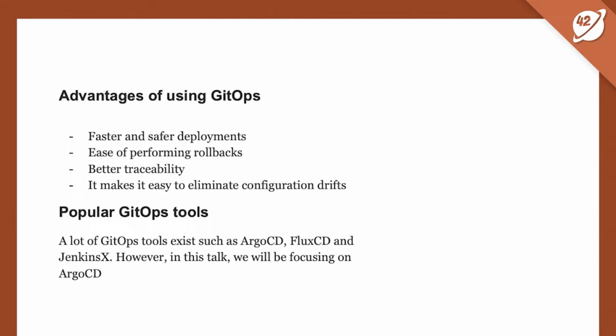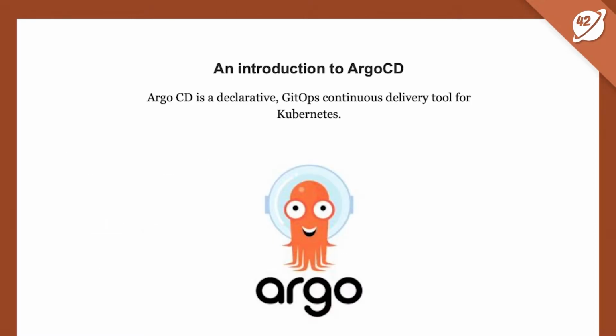There are a lot of GitOps tools out there, but for the purpose of this talk, we will only be focusing on ArgoCD. So ArgoCD is a declarative GitOps continuous delivery tool for Kubernetes. It is open source and it uses GitOps principles to deploy applications into Kubernetes clusters.